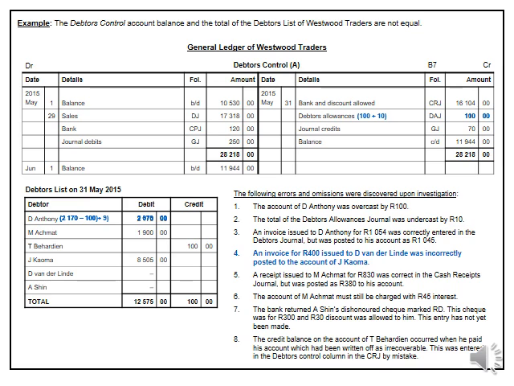Number 4, an invoice for 400 issued to D. van der Linde was incorrectly posted to the account of J. Kaoma. So it's the correct amount, but it's the incorrect account. Again, it's just the list that is affected. So it is issued to D. van der Linde, which means we now need to add it to D. van der Linde, but we need to subtract it from Kaoma. So it's subtracted from Kaoma and added to van der Linde.